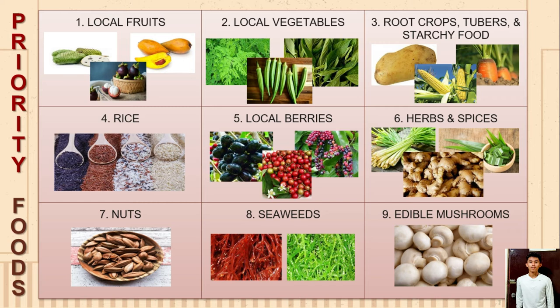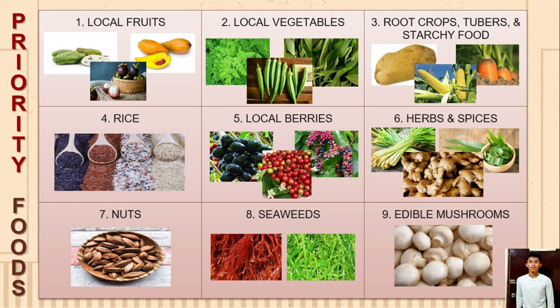Number five, we have local berries. The local berries are duhat, achilles, and bignay. Number six, herbs and spices. What you see here are tanglad, pandan, and luya. Number seven, nuts. The name of the nut is pili. Number eight, we have seaweeds. So we have lato and red seaweeds.